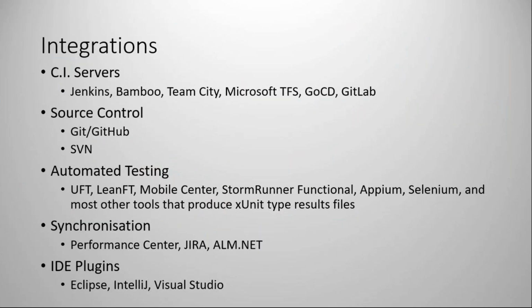Also, I've only shown you one quick tool stack there. So just to say that, integration wise, and this is the great thing about Octane, it's a real open architecture. So it really fits into the DevOps ideology of being able to use whatever tools are appropriate for the job. So CI servers, we could be using Jenkins, Bamboo, TeamCity, TFS, GoCD, GitLab. Source control, we can be using Git, GitHub, SVN. Automated testing, really it's up to you.